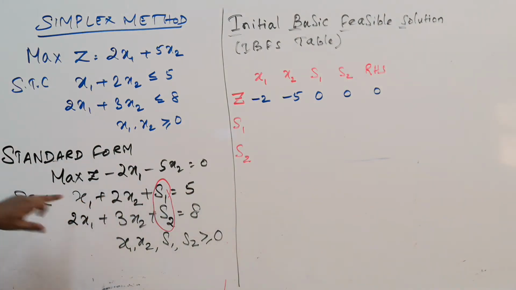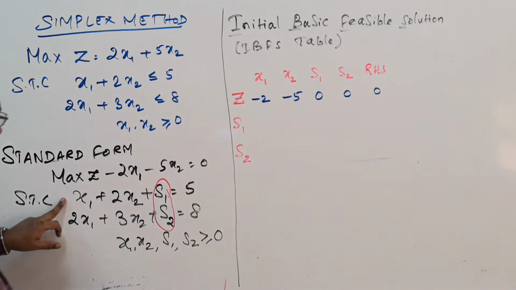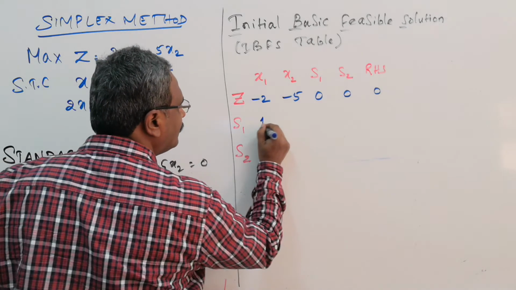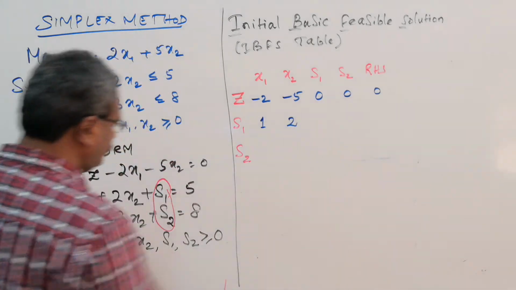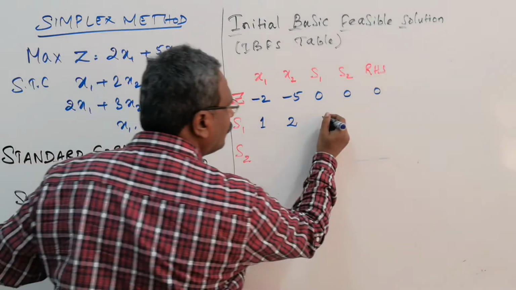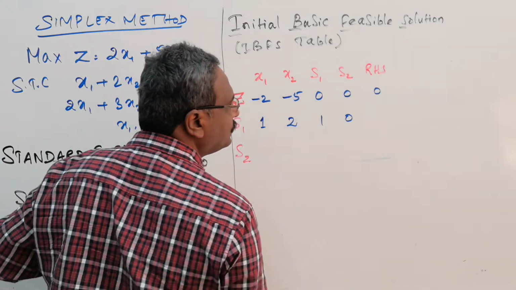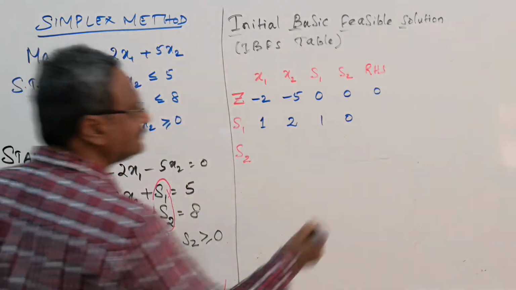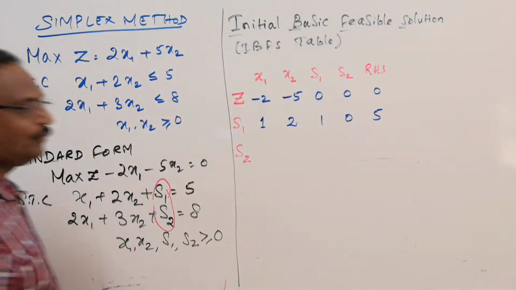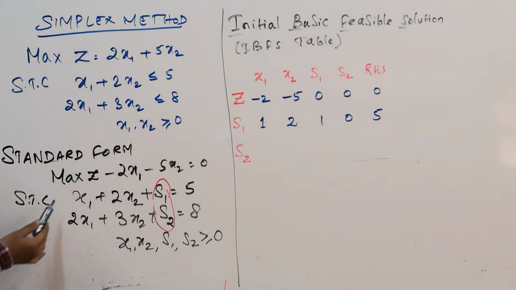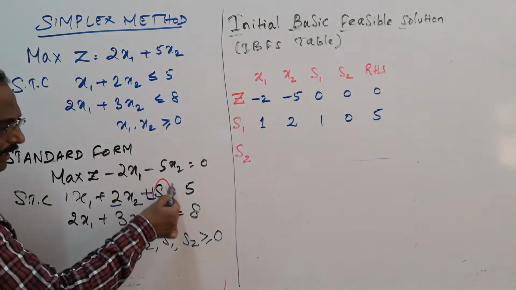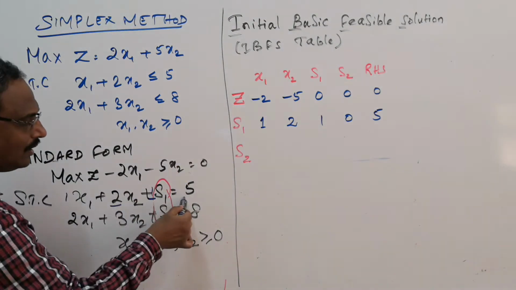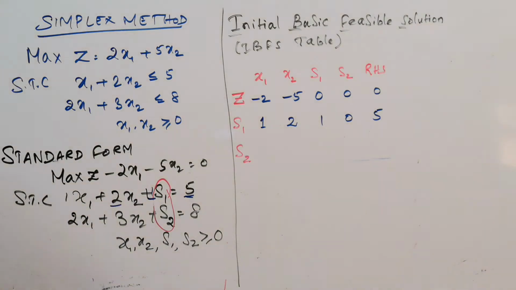Now I am going to check the S1. S1 is added in the first row. I am going to take the corresponding coefficient. What is the coefficient of x1? 1. x2 2. S1 1. S2 0. And the right hand side, I am going to take the corresponding value 1, 2, 1. There is no S2. The value is 0. And the right hand side is 1.